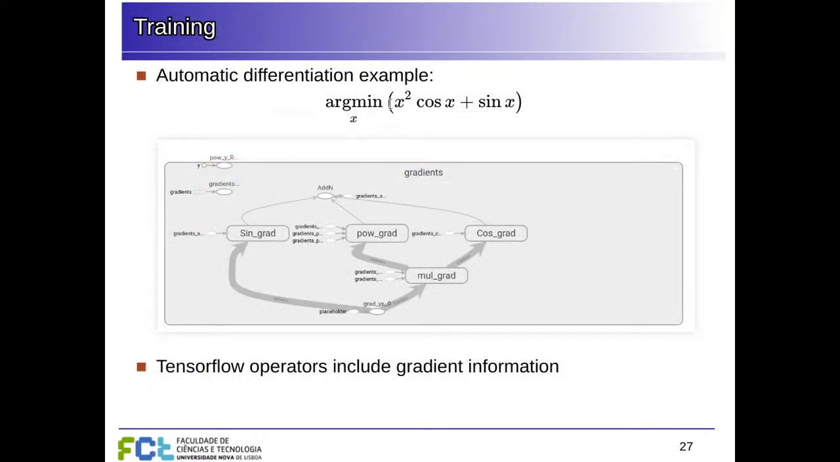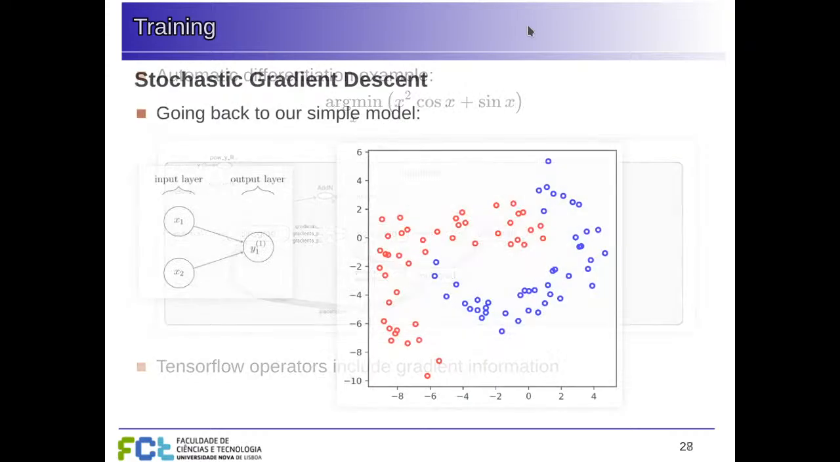For example, if we want to find the value of x that minimizes this expression, x squared cosine of x plus sine of x, associated with this expression, we have these gradients which include the derivative of the sine function, the derivative of the cosine function, and then the sum, the multiplication, and so on. So all of these are chained together in order to keep track of the gradient of our function as we compute the graph for these computations.